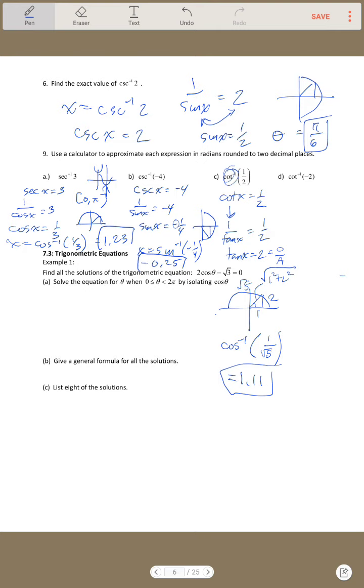Cotangent inverse of negative 2. Okay, so just recall this is saying cotangent of x is equal to negative 2, or 1 over tangent x equals negative 2, or tangent of x equals negative 1/2. Just rewriting that. So if tangent of x is equal to negative 1/2, we think about where we are with the restriction of cotangent, very similar to cosine inverse of 0 to pi, and tangent gives us a negative value, this time in quadrant 2.